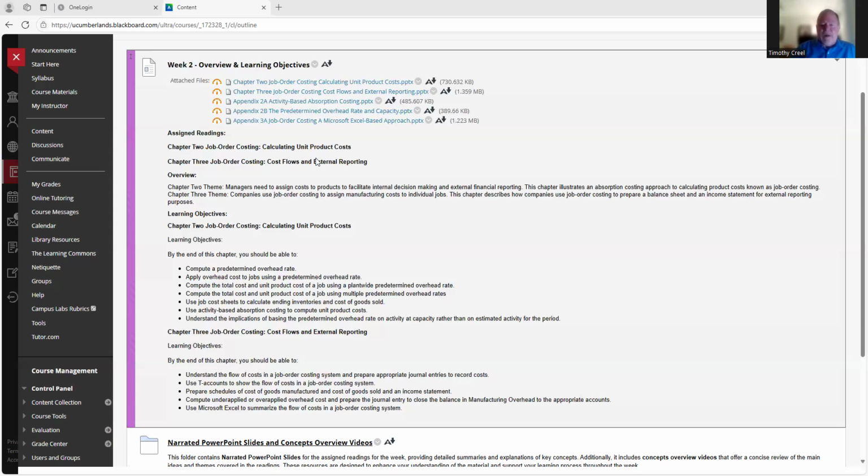A couple of things you're going to see in chapters 2 and 3. One is overhead. You're going to see the elements of product cost, which are direct materials, direct labor, and factory overhead. Now, the hard part of this is factory overhead. You're going to see that they come up with a predetermined rate to allocate overhead.